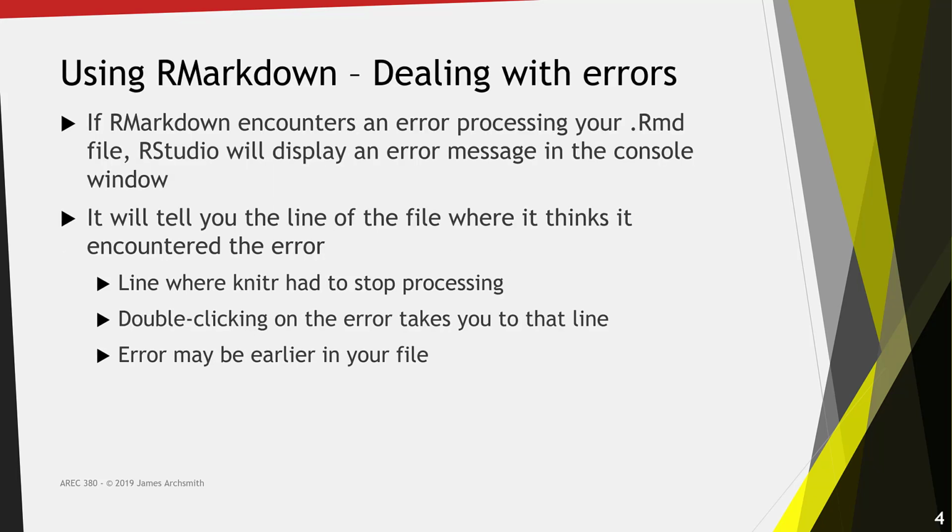If RMarkdown encounters an error processing your RMD file, RStudio is going to display an error message in the console window. It's going to tell you the line of the RMD file where it thinks it encountered the error. This is the line where knitr stopped processing. Conveniently, if you double click on the error, it's going to take you to that line of your file in the editor window. You should just be aware that the error might have occurred earlier in your file.